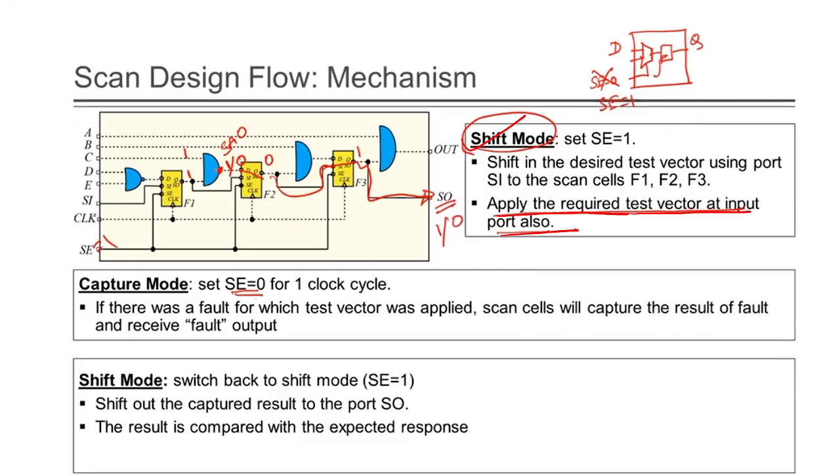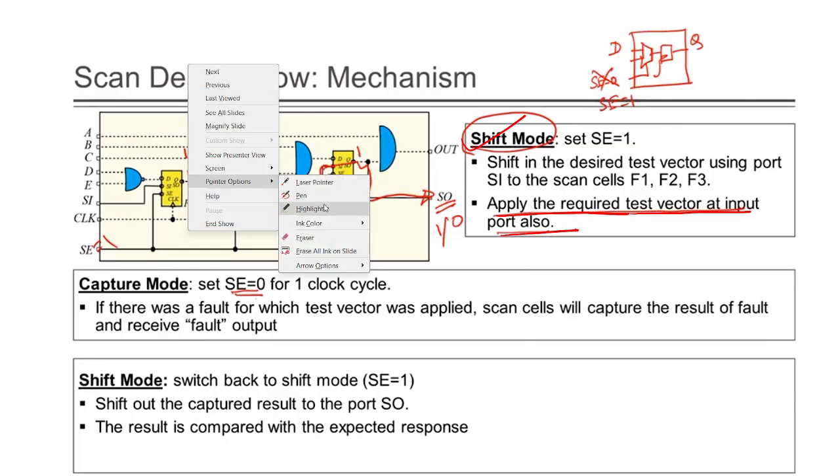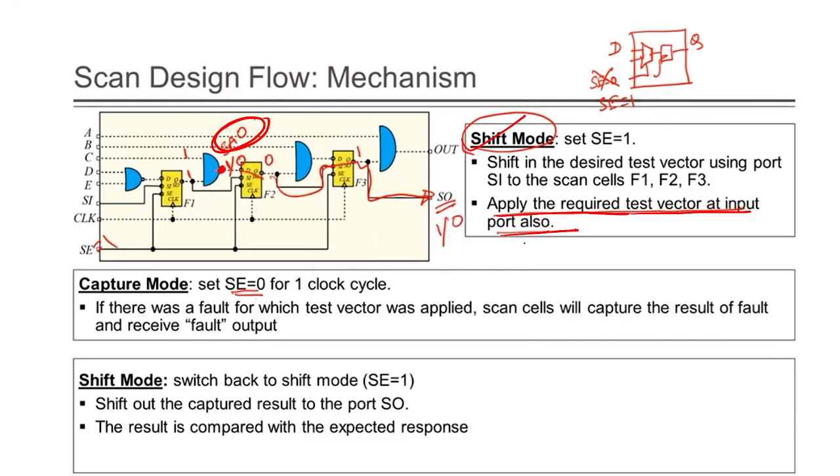Suppose during shift mode this pin is stuck at 0. Actually, when this pin is stuck at 0, what happens? Let me change the color.